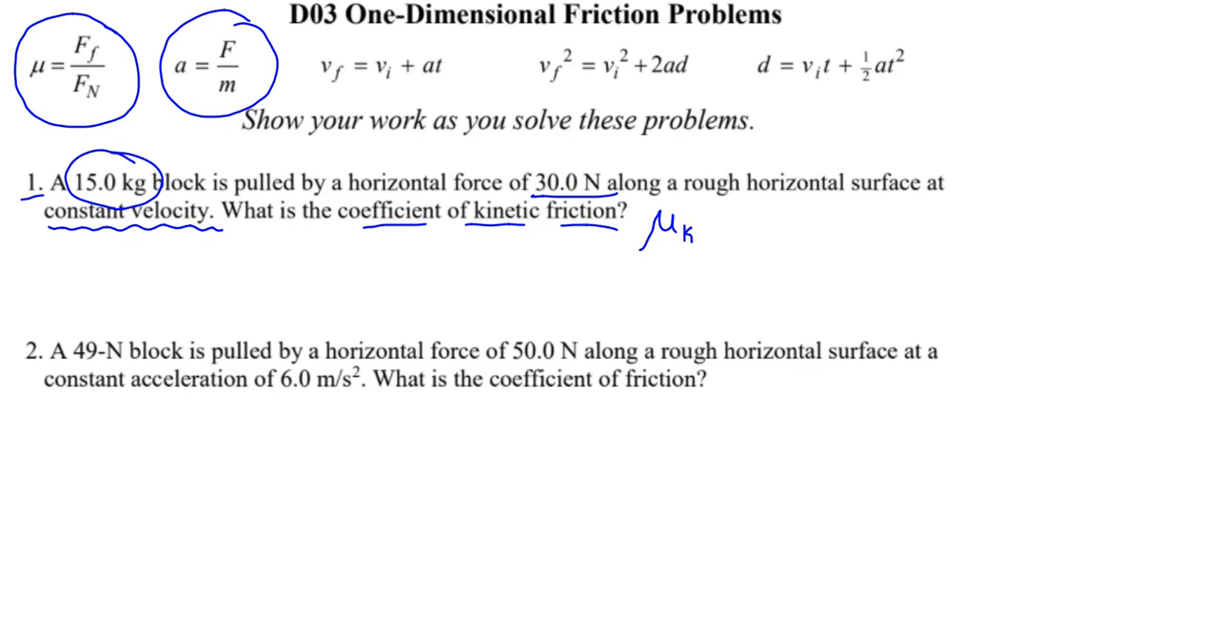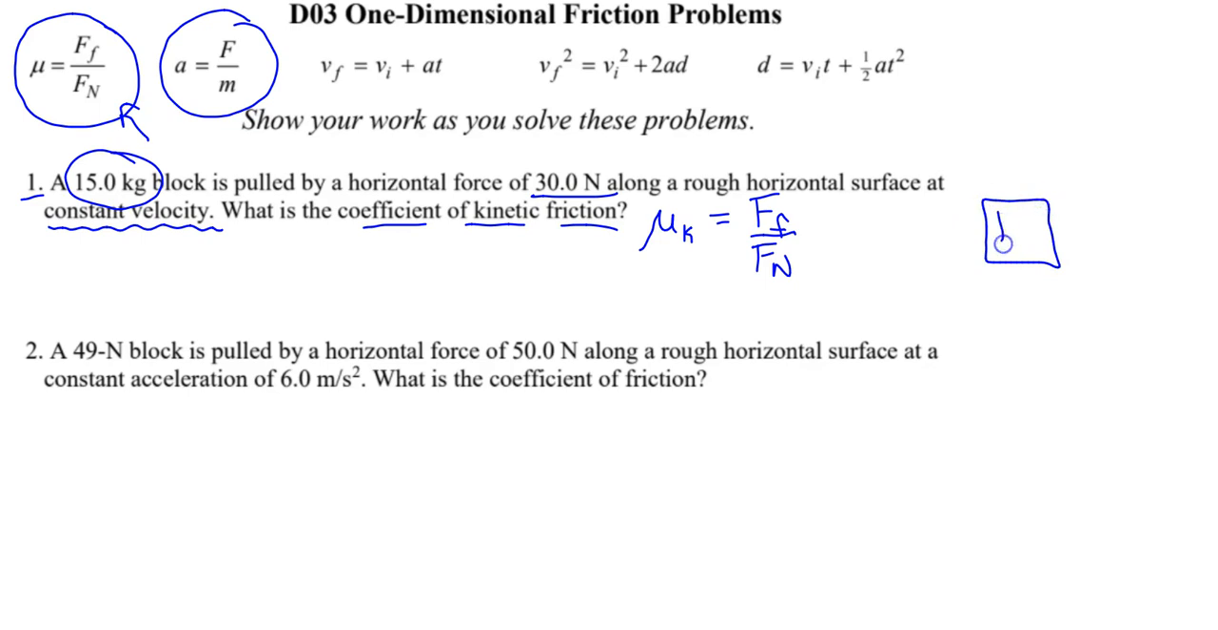Okay, so the coefficient of kinetic friction is found by taking the frictional force and dividing by the normal force. So we're going to need force of friction and we're going to need the normal force in order to do this. The easiest one to find first is going to be the normal force. Remember that the normal force acts perpendicular to the object. So we're going to go ahead and draw our free body diagram.